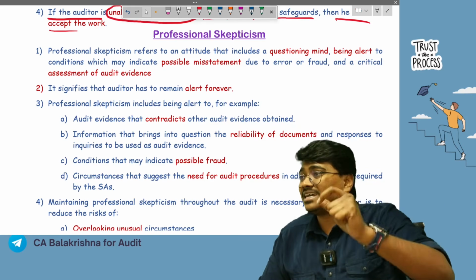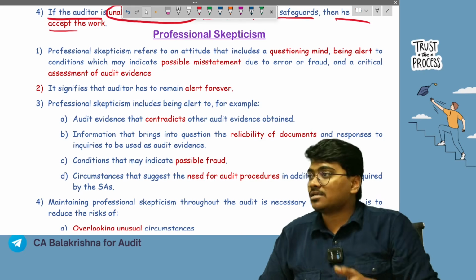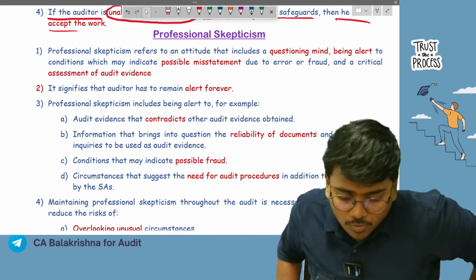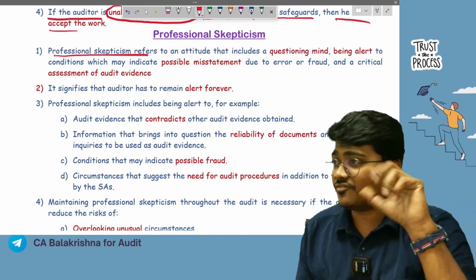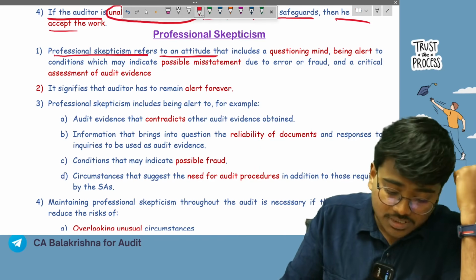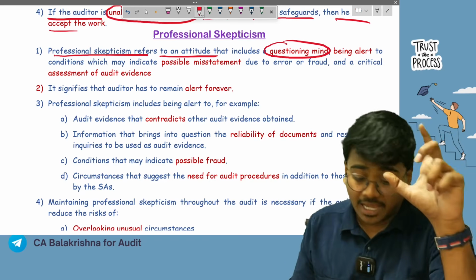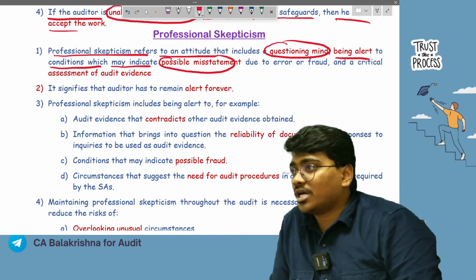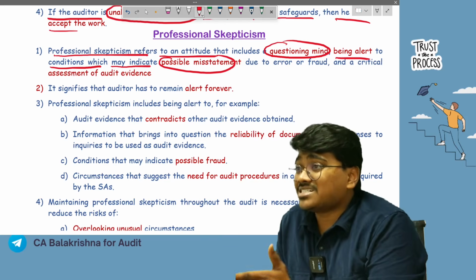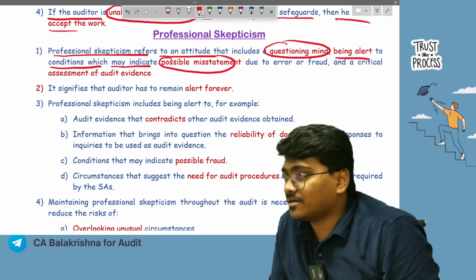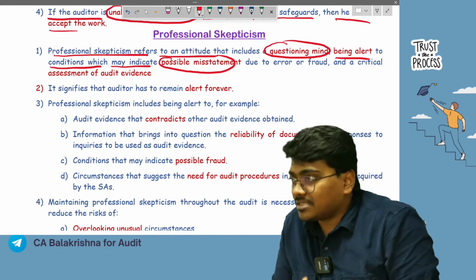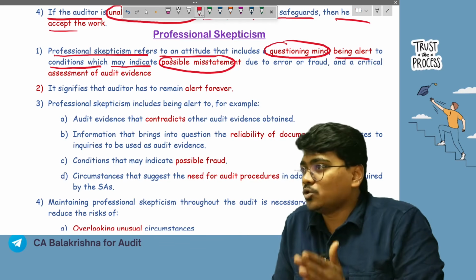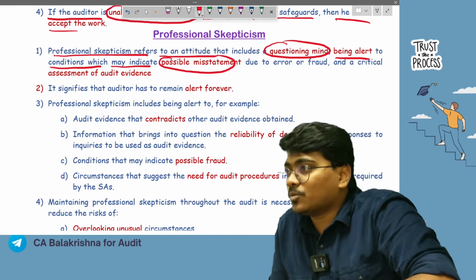Like this you have to critically analyze the audit evidence that you gather. This also comes under professional skepticism. Got it? So if you see, professional skepticism refers to an attitude that includes a questioning mind and being alert to conditions which may indicate possible misstatement. During the audit, you should be very much alert to each and every situation that you find, to check whether there could be any misstatement in that transaction, whether there could be any fraud in that transaction. So you should be very much attentive during the audit.